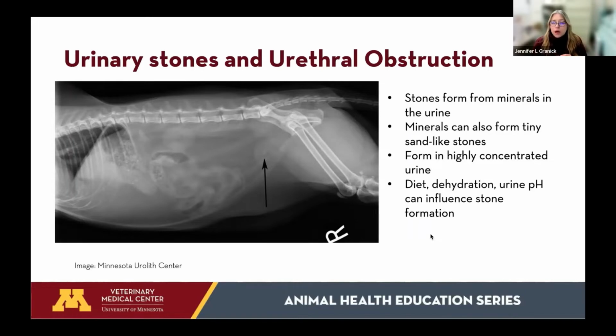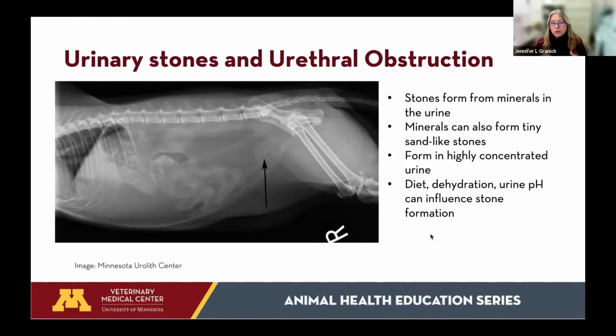So minerals can form really, really tiny stones that are more like sand. And both of those things can cause obstruction in the urethra. Larger stones can cause irritation even if they don't exit and block the urethra. These stones typically form from minerals that precipitate out in highly concentrated urine.